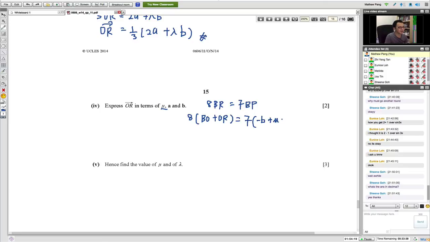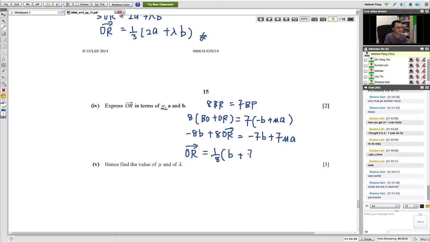Okay, just solve this one like just now. So this one is negative 8B plus 8OR, multiply the 8 into it, equals negative 7B plus 7 mu A. I will make OR the subject straight away. Not enough space. So it's 1/8. This one moves to the other side as 1/8, but I have to move the 8B first. So 8B minus 7B, I have B, and then plus 7 mu A.